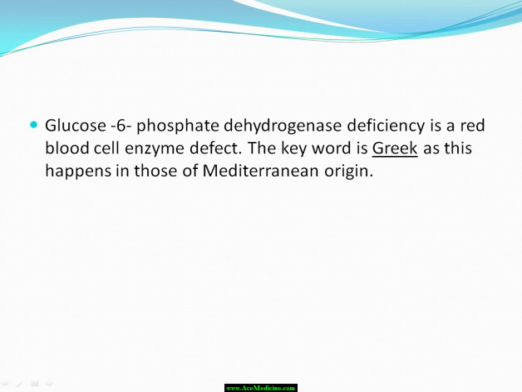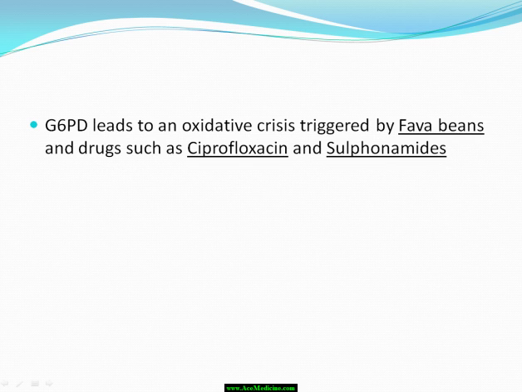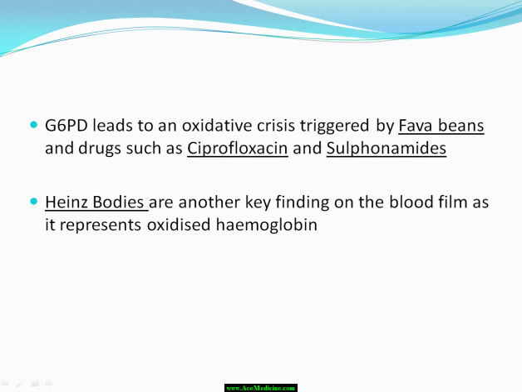Glucose 6-phosphate dehydrogenase deficiency is a red blood cell enzyme defect. The keyword is Greek, as this happens in those of Mediterranean origin. G6PD leads to an oxidative crisis triggered by fava beans and drugs such as ciprofloxacin and sulfonamides. So these are more keywords that you're likely to see in the question. Heinz bodies are another key finding on the blood film as it represents oxidized hemoglobin.